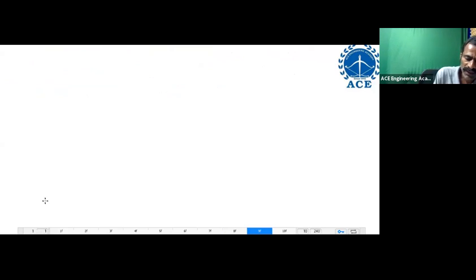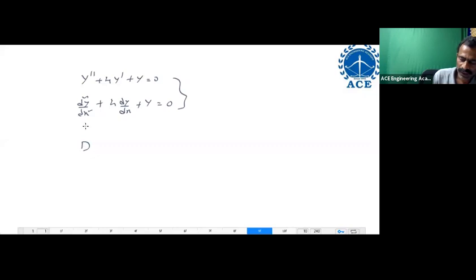That is, always the equation may not be given in terms of denotation. The equation may be given like this: y double dash plus 4y dash plus y equal to 0, or d square y by dx square plus 4 dy by dx plus y equal to 0. We try to write the equations in operator form, that is in denotation only. If it is already in denotation, no problem. If not, we try to write the equation in denotation. That is the first step only.